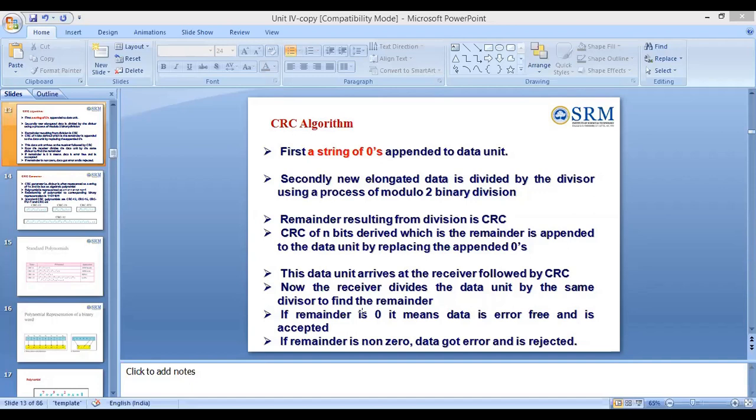So this is the divisor, and here 1101 is the CRC generator. What you have to do is divide. So just put 1101 here, and you have to use an exclusive OR. You know what is exclusive OR, right? Exclusive OR is nothing but if both the bits are 1, the output is 0. If both the bits are 0, the output is 0. That means if any one of the bits is 1, the output will be 1.